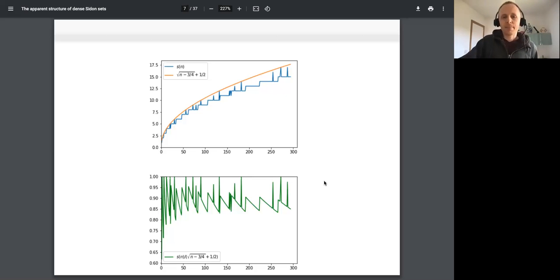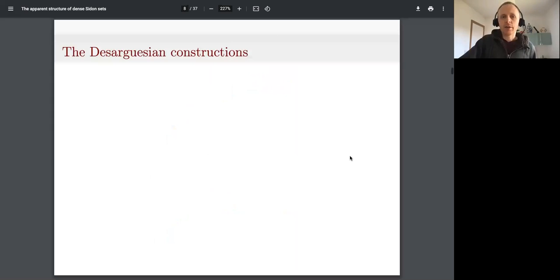Okay, so what are the constructions of the large Sidon sets? So I'm going to call them the Desarguesian constructions, and I hope to elucidate that term in due course. But there are basically 5 well-known constructions of dense Sidon sets. And when I say dense, I mean really close to square root n, like 1 minus o(1) times the square root of the size of the group. And I'll just tell you what they are now.